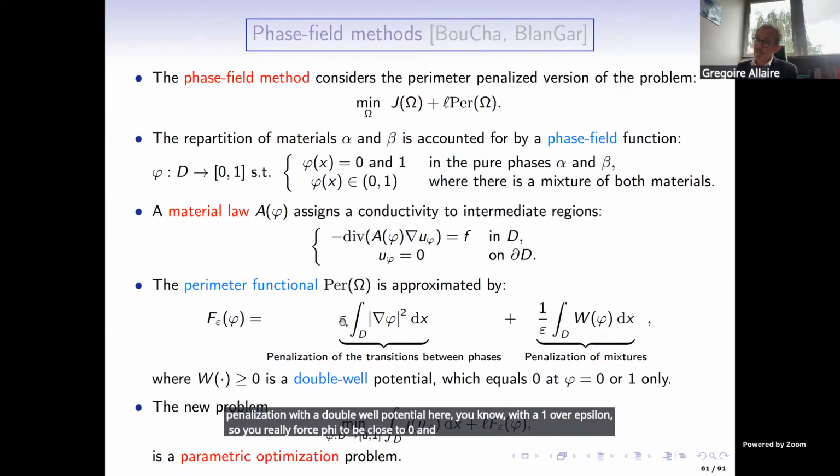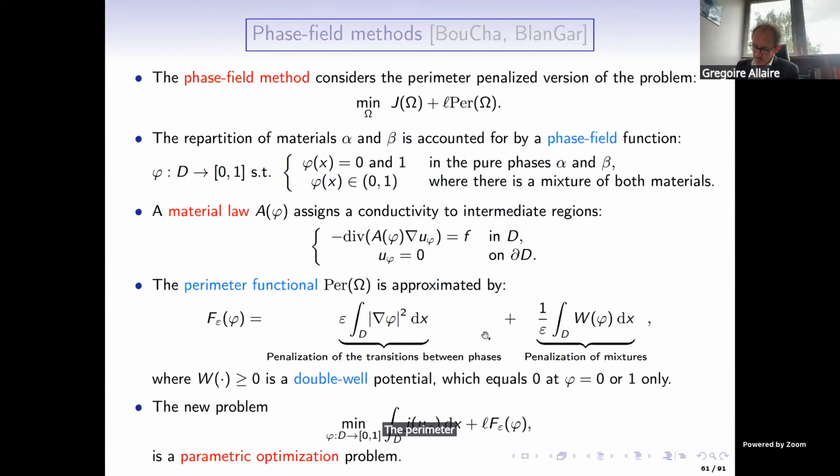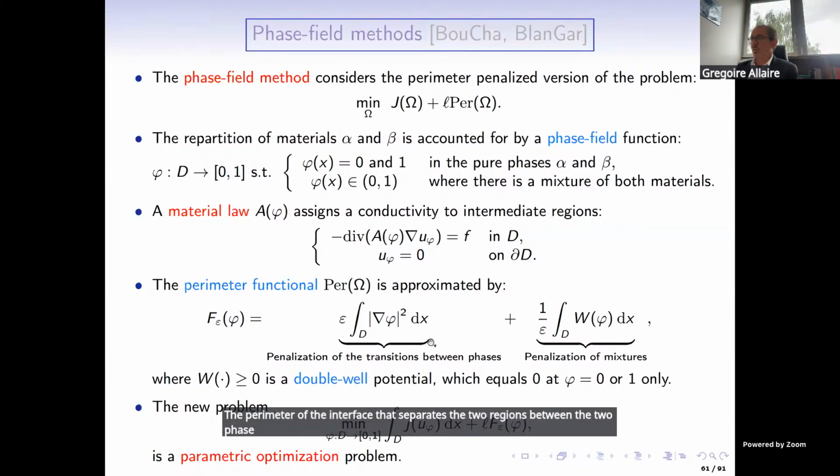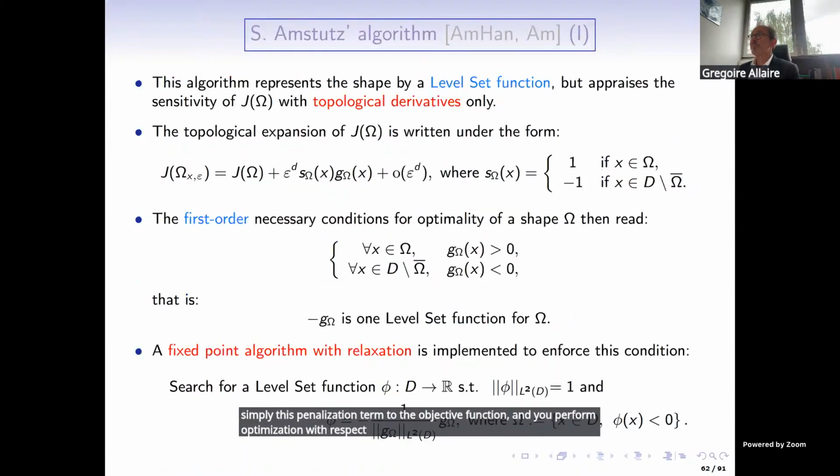But the fact that you add this term means that you are approximating the perimeter of the interface that separates the two regions between the two phases, corresponding to phi equal to 0 and phi equal to 1. And then you add simply this penalization term to the objective function, and you perform optimization with respect to phi.